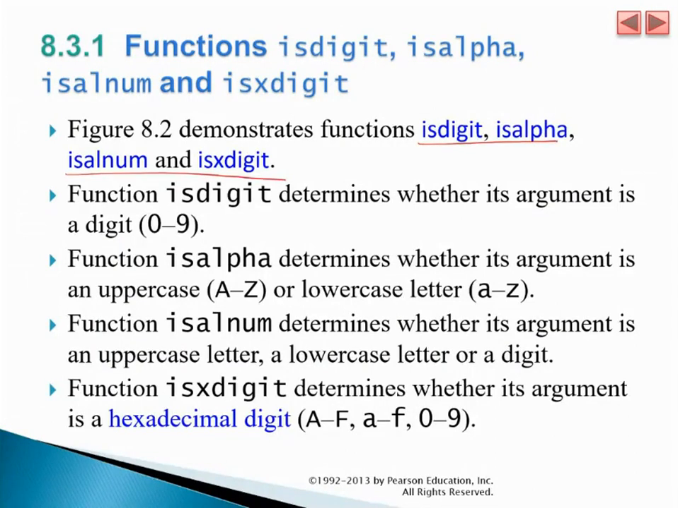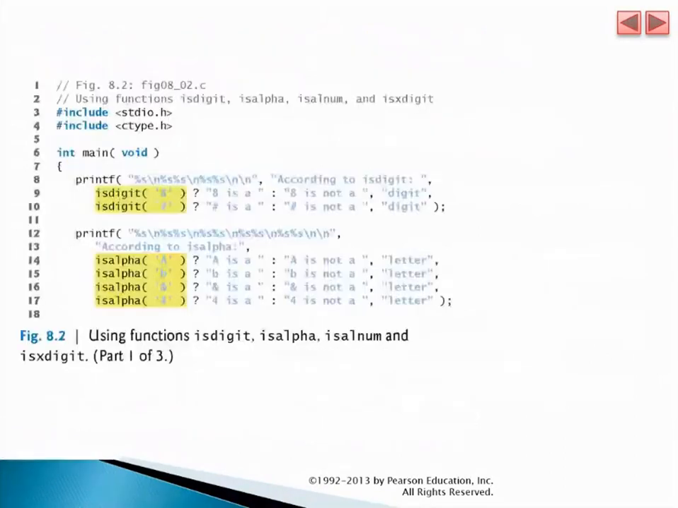isdigit, isalpha, isalnum, or isxdigit. The function isdigit determines whether the argument is from 0 to 9. isalpha checks whether it is an alphabet, so alphabets are A to Z in capital and a to z in small. isalnum covers both: whether they are between 0 to 9, capital A to Z, or small a to z. And isxdigit, as I mentioned, is A to F, 0 to 9, and small a to f. Now let's see the program, and things will be more clear to you.